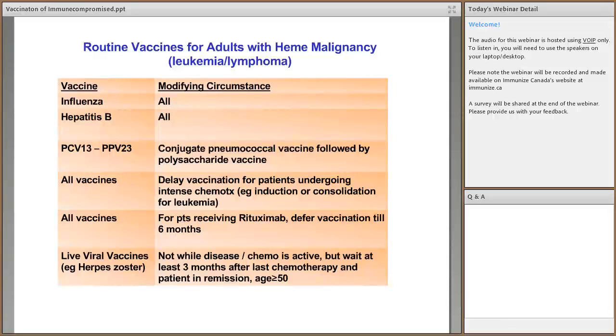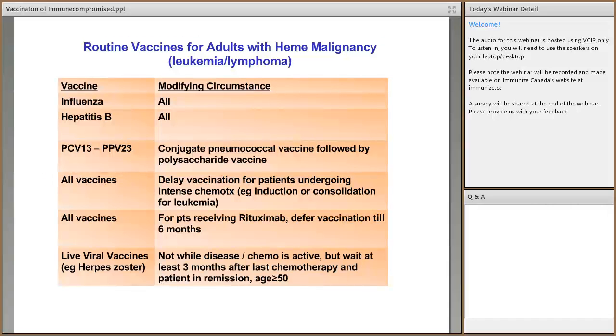So what are the routine vaccines for adults with these hematologic malignancies? Well, everyone should get the influenza vaccine, hepatitis B vaccine, as well as your conjugate followed by the polysaccharide vaccine. For any vaccine, however, I would delay vaccination for patients undergoing intense chemotherapy. So if they're undergoing an induction or consolidation therapy for leukemia, you could delay the vaccination. For anybody getting an agent called rituximab, which depletes all your B cells, you would defer vaccination for about 6 months.